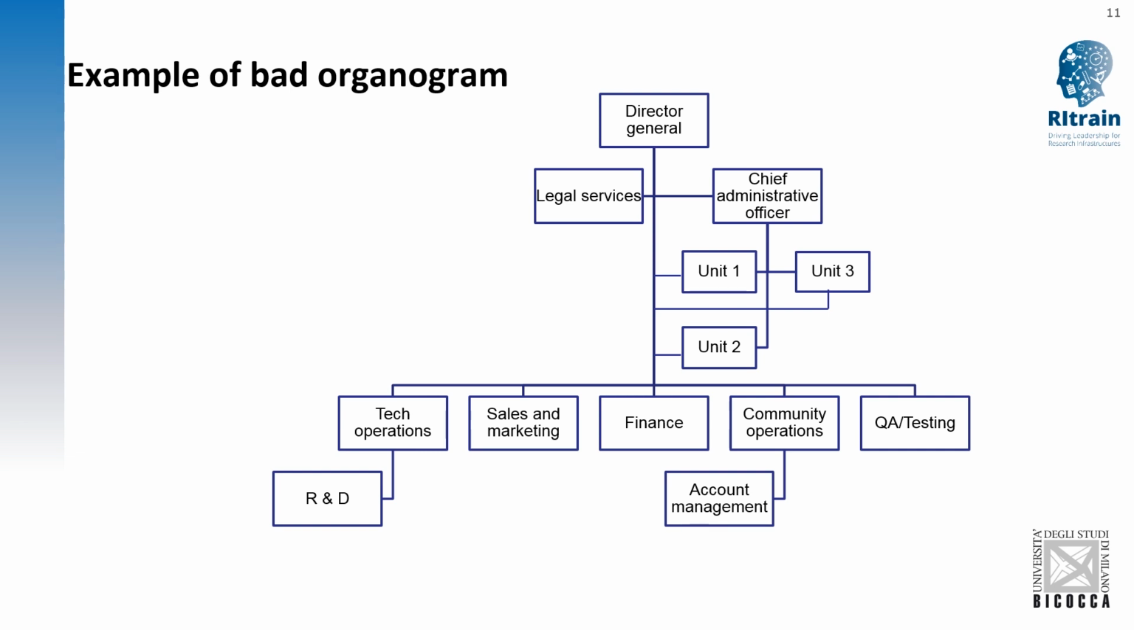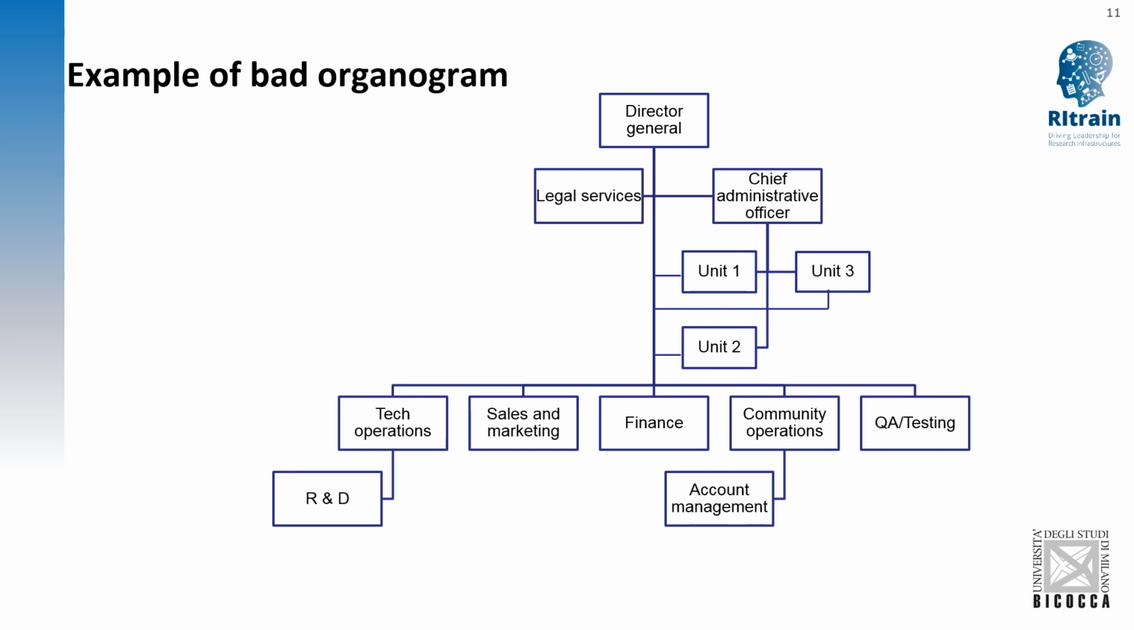The first is the bad one, where we can identify three important issues. The first issue regards Units 1, 2 and 3, which are under the direct control of both the Chief Administrative Officer and the Director General. The problem is twofold. Who is controlled by whom? The person in charge of these units does the same work of commanding, coordinating and controlling units that are already controlled and coordinated by another person. This creates confusion and especially a redundancy of tasks.